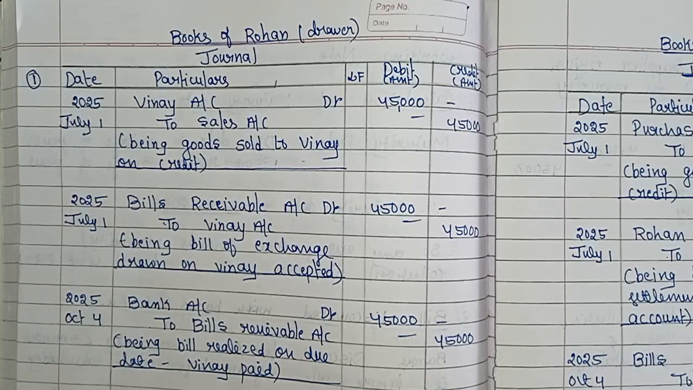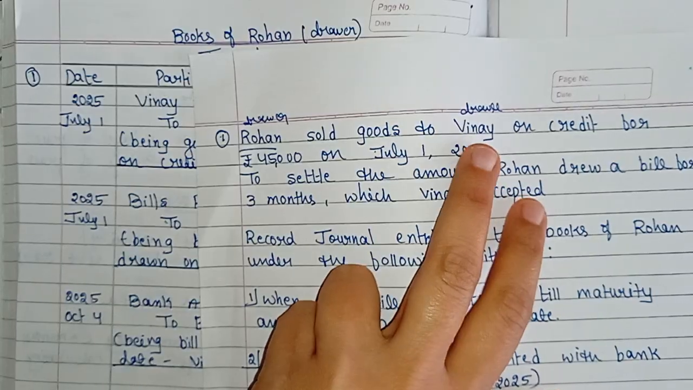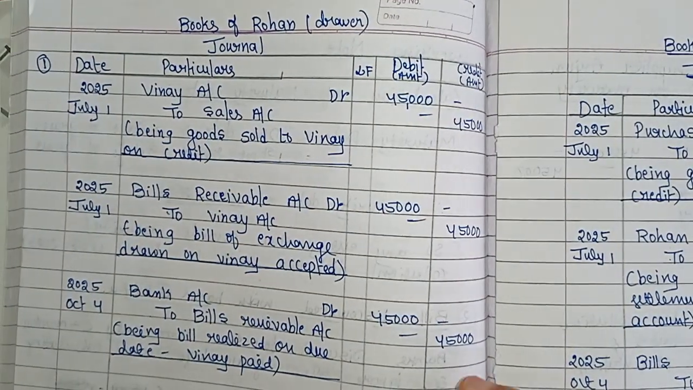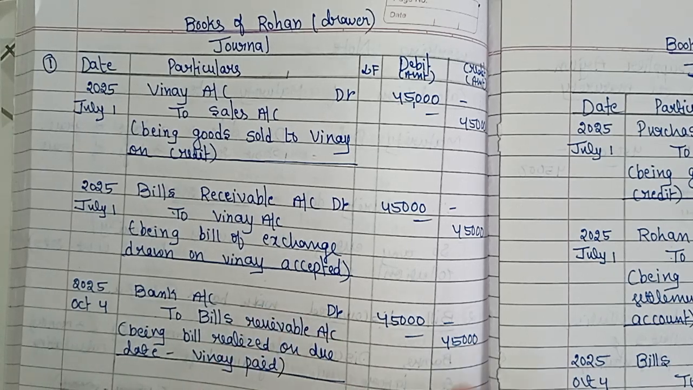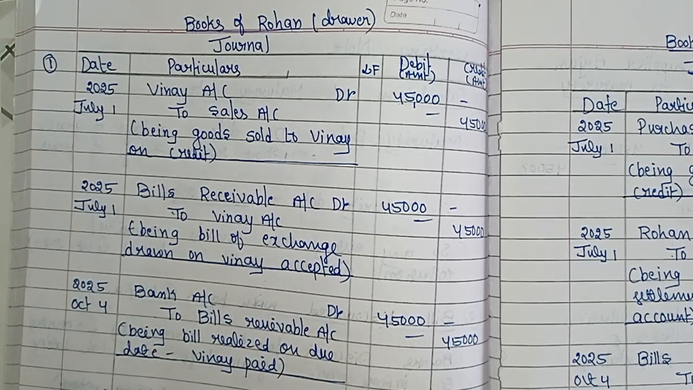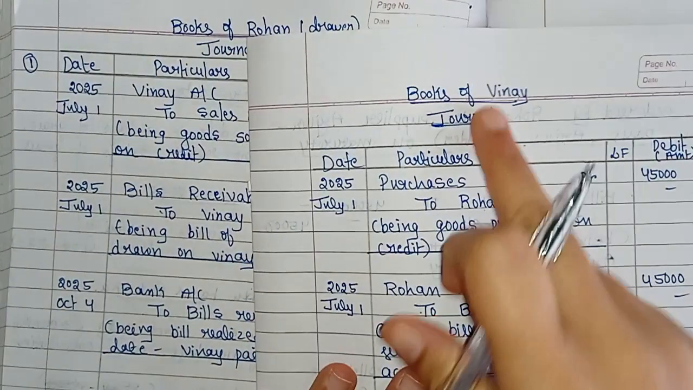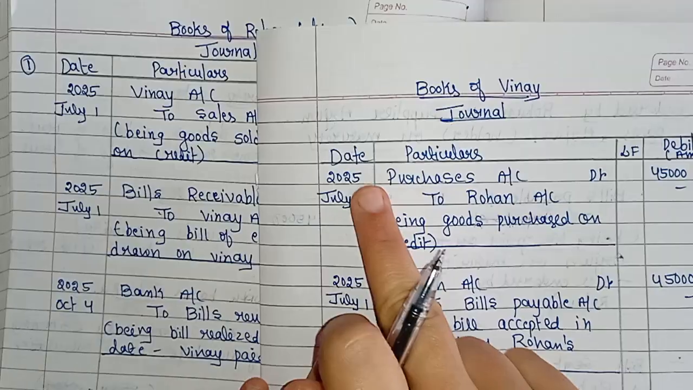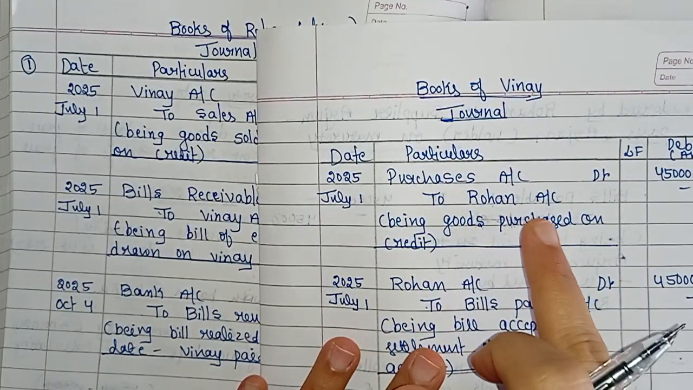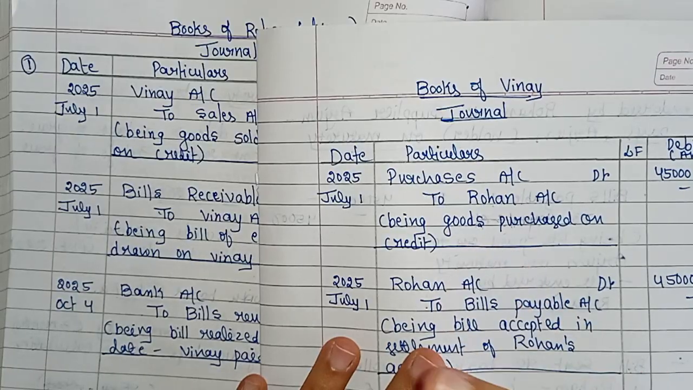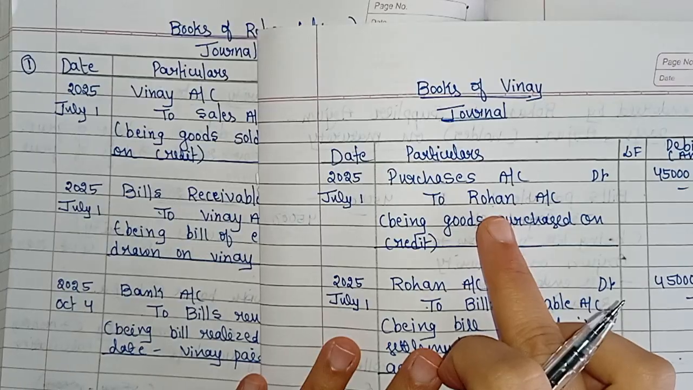Now what is the journal entry in the books of the drawee, that is, in the books of Vinay? Rohan sold goods to Vinay. In the books of the drawee, the journal entry is for purchase. Vinay is the purchaser of goods, and Rohan sold the goods. So in the books of Vinay, the journal entry on July 1st, 2025 is purchases account debit to Rohan account. Purchases account is debited as it is an expense and loss, and to Rohan account.